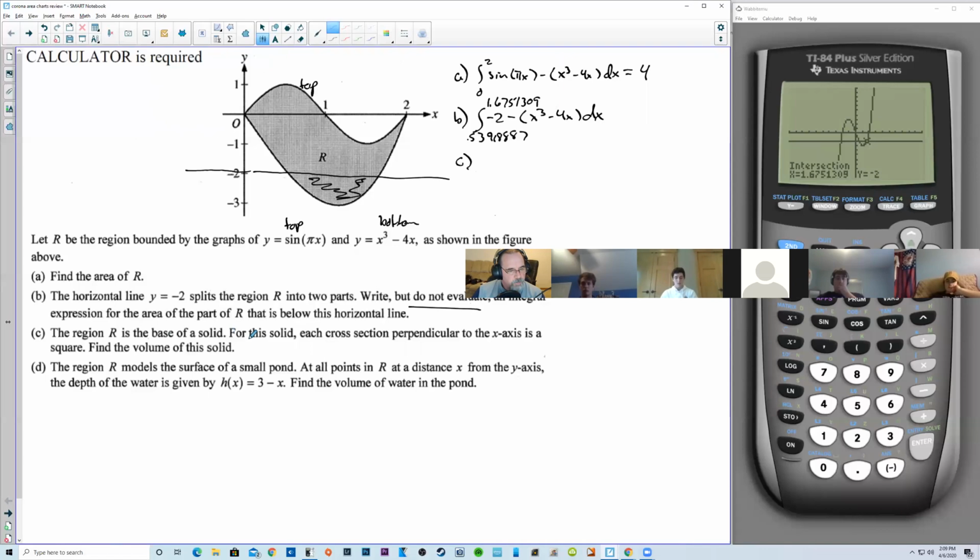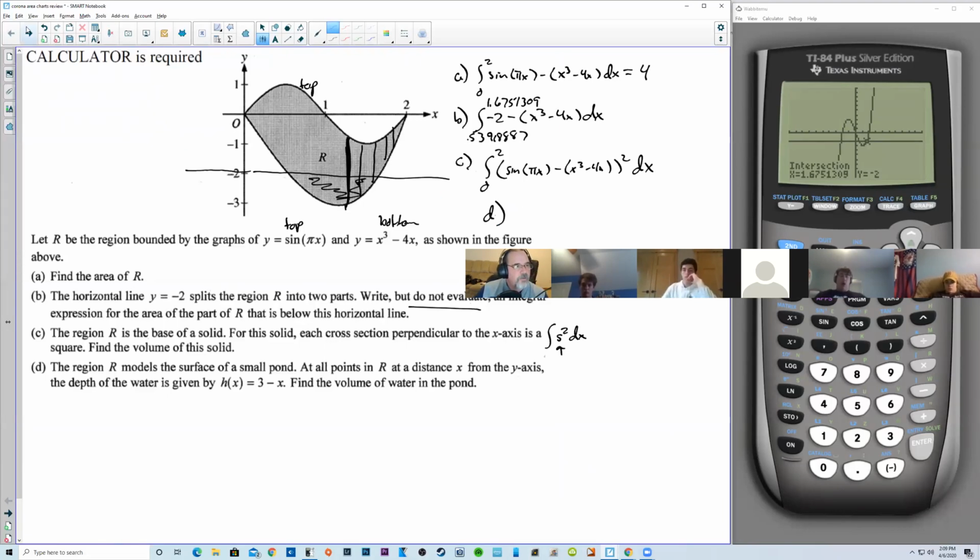C, the region R is the base of a solid. For the solid, each cross section perpendicular to the x-axis is a square. Find the volume of this solid. So if the squares are perpendicular to the x-axis, this is one side of the square. So we have to integrate side squared, but in terms of x, with respect to x. So we're going to integrate from 0 to 2 of side squared. Well, top minus bottom is one of the sides. So we just do sine of pi x minus x to the third minus 4x, but then all of that squared because it comes from side squared dx.